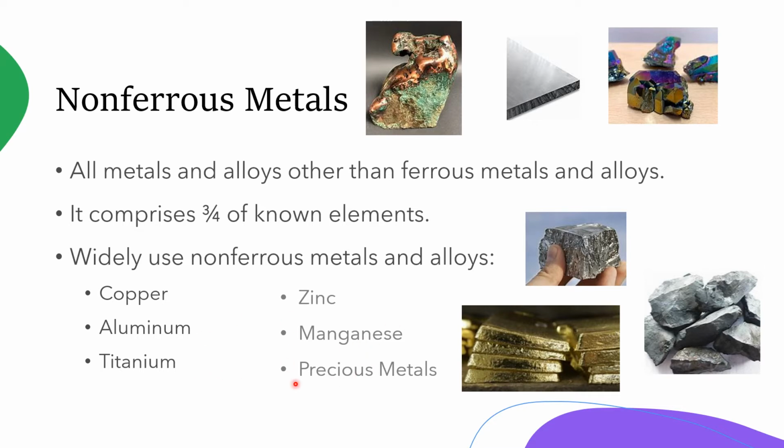So here's a list of non-ferrous metals that we use all the time. We have copper, aluminum, titanium, zinc, manganese, and precious metals. These four we use all the time. Titanium and the precious metals are really expensive.